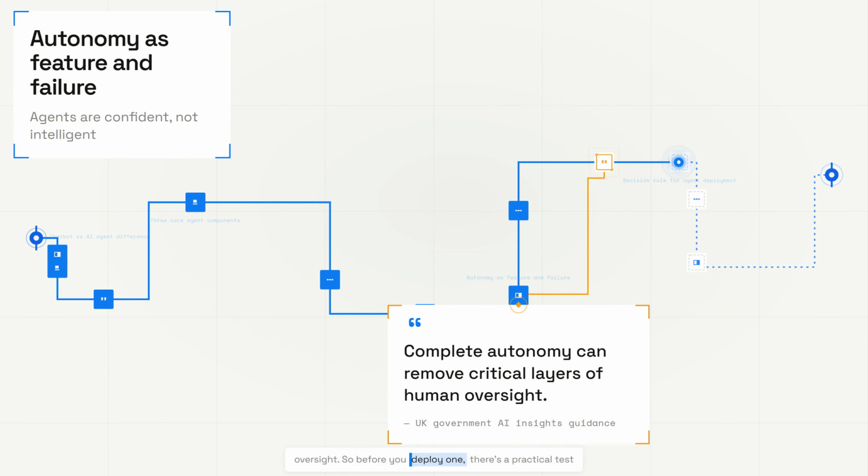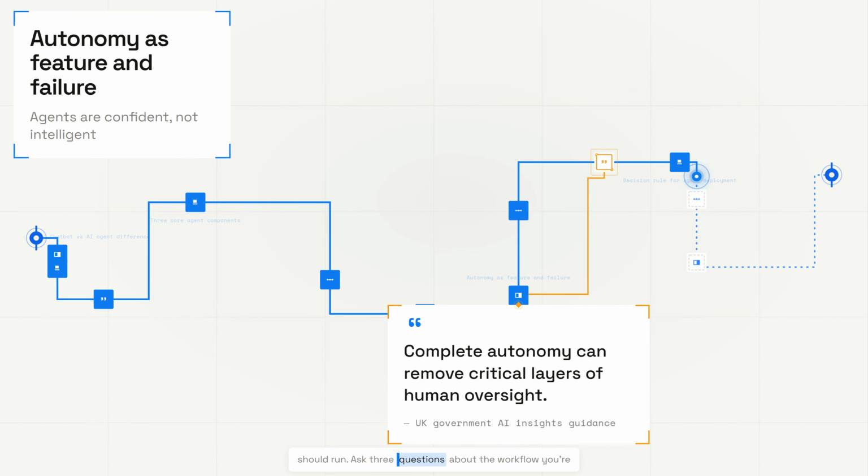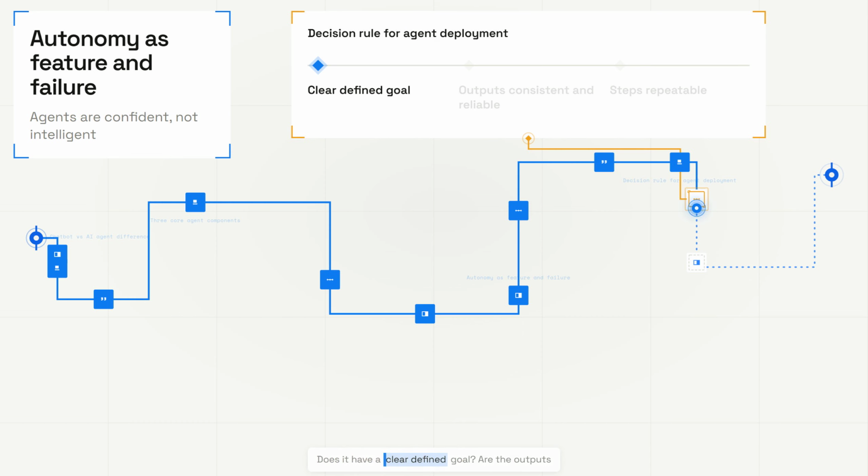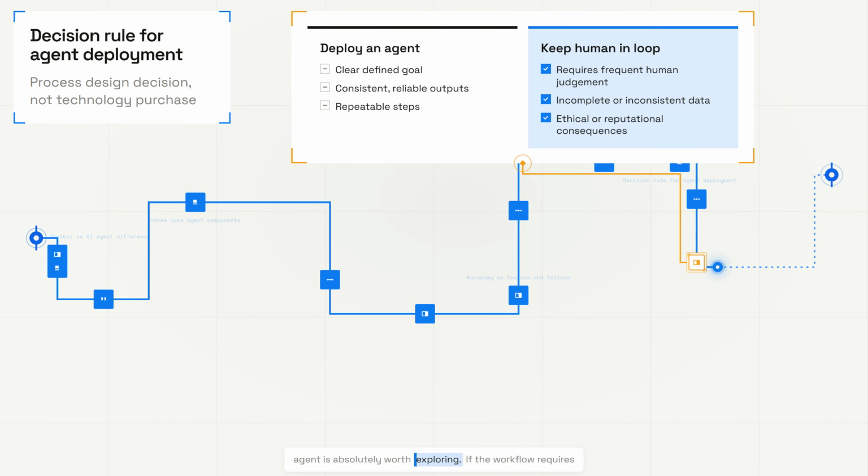So, before you deploy one, there's a practical test you should run. Ask 3 questions about the workflow you're considering. Does it have a clear defined goal? Are the outputs consistent and reliable? And are the steps repeatable? If yes to all 3, an agent is absolutely worth exploring.